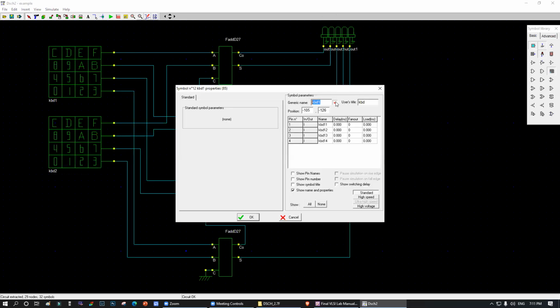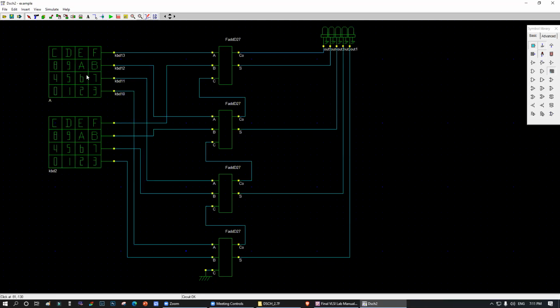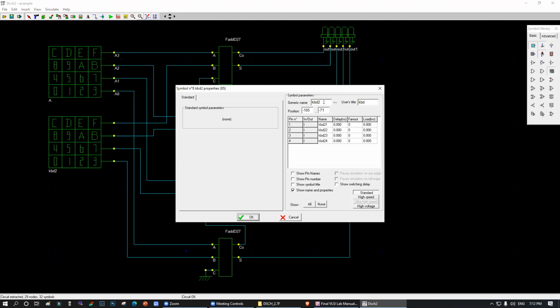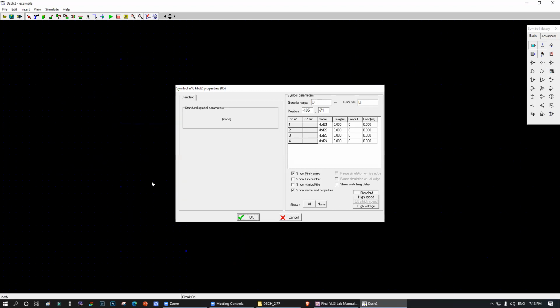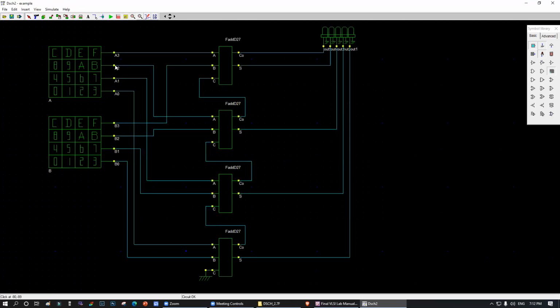This is our A. Pin name. Double click. Okay. This is your B. Pin names. Double click again. So A3, A2, A1, A0, B3, B2, B1, B0. Right? Now they become hexa.